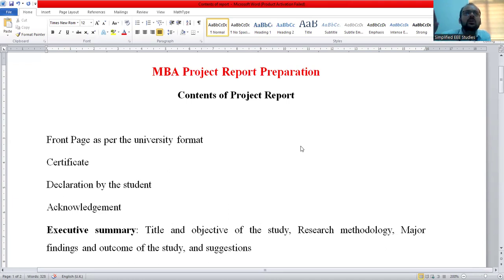And also you find out the certificate page, all the standard format, color, everything from the concerned stakeholders from the university. So what are all the contents you will be including? The first content is the front page as per the university format. That is very important.